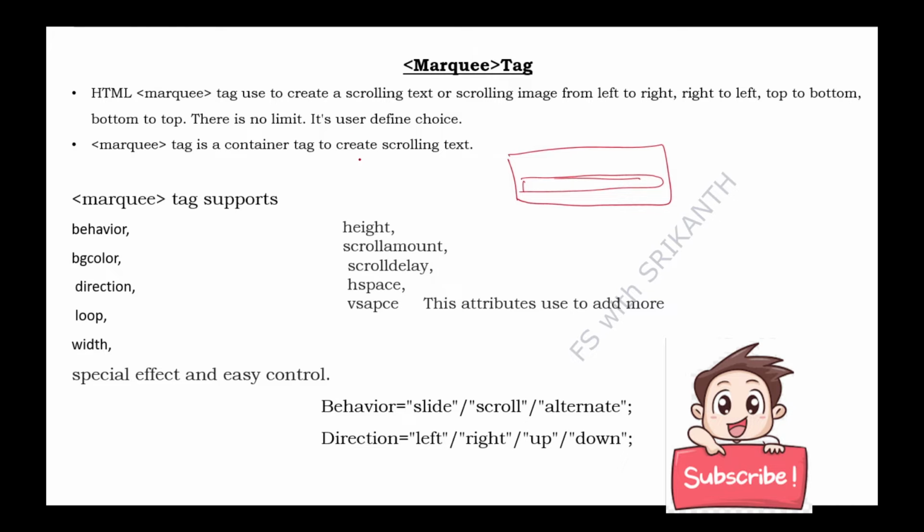Here we can scroll two types of content. One is text, and we can also scroll an image. Just observe, with the help of the marquee tag we can achieve this. The marquee tag supports a number of attributes, and before starting, you should know that the marquee tag is deprecated from HTML5.